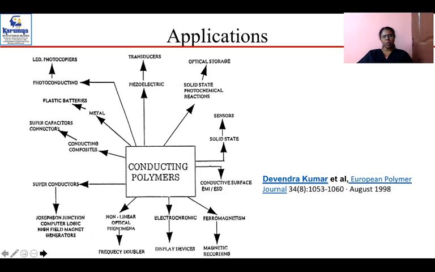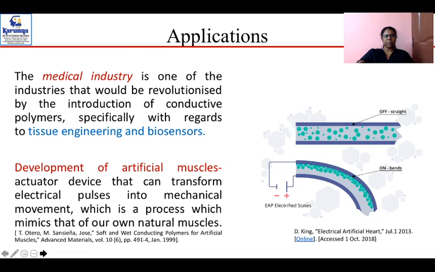So you can refer to this following paper to get to know more about the applications of conducting polymers. So the beauty is even in 1998 they've predicted these are the applications for conducting polymers. And lately, now recent application, what I would like to talk about is the application in medical industry. You could see the conducting polymers application in tissue engineering and biosensors, even development of artificial muscles.